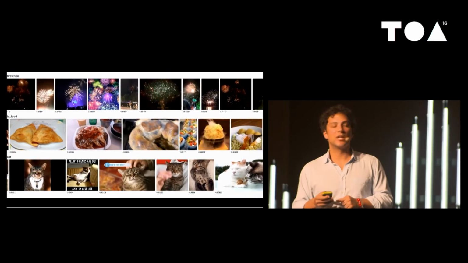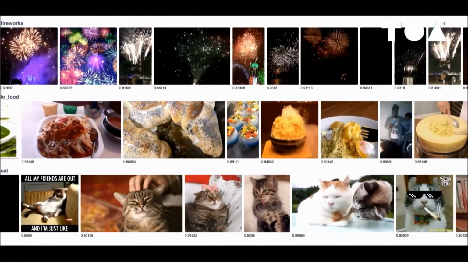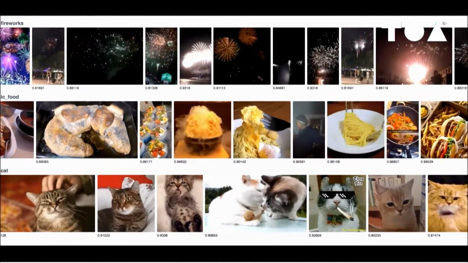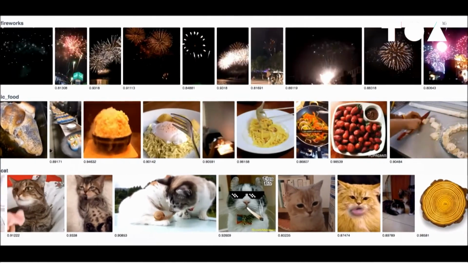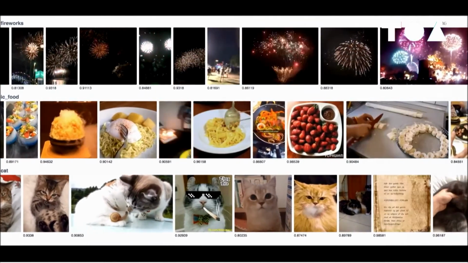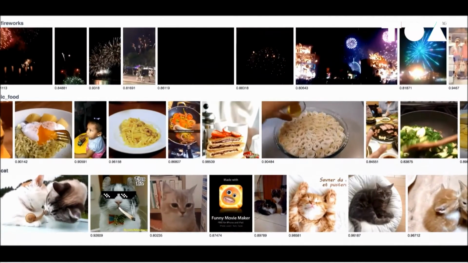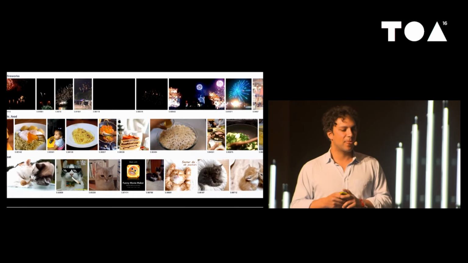We can also label images. So in the top, this is just a stream of images coming into Facebook servers. At the top are all the ones that contain fireworks. Actually, these are videos. In the middle are all the ones that are labeled with food and are about food. And on the bottom are all the ones of cats, because you cannot talk about the internet without somehow mentioning cats. It seems to be the rule.